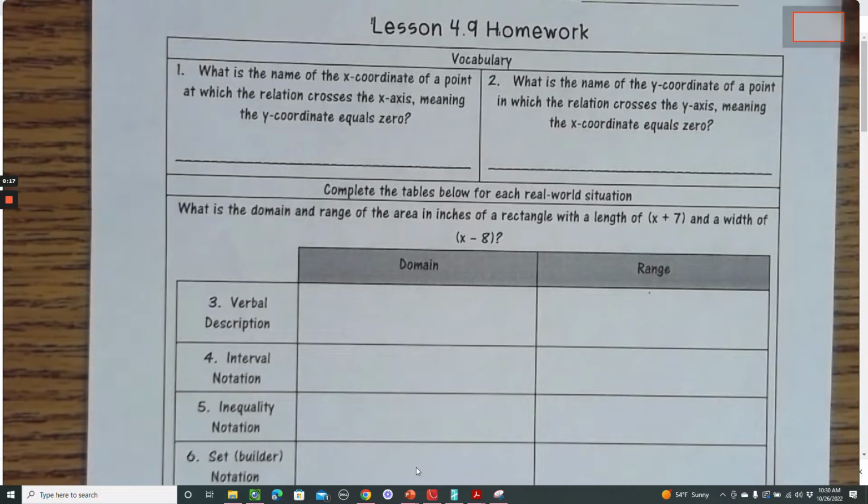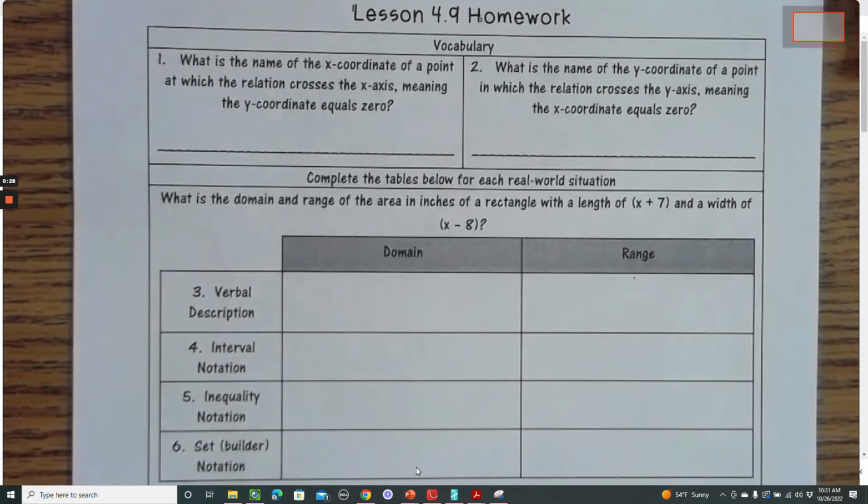I'm going to work this one kind of different because I want to work through both examples with you. So I'm just going to work a few of each type because you should know how to write the domain and range in all the different forms by this point.